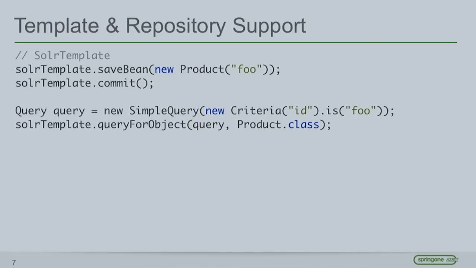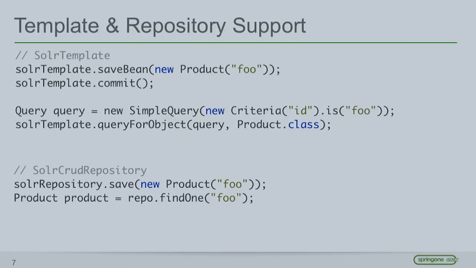Solr handles transactions on server level, which means if you have multiple clients sending data to Solr and you commit on one client, you'll probably commit all the transactions from other clients as well. So you have to be aware of that. The Solr repository support handles transactions for you.